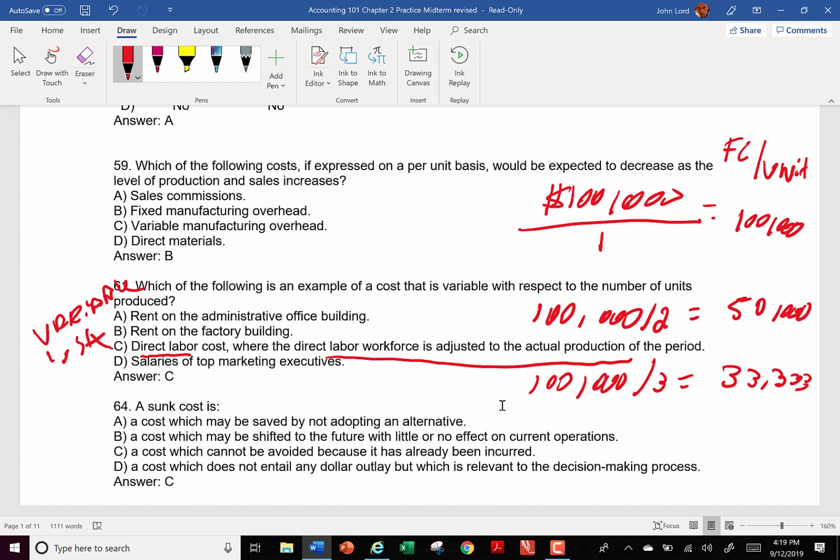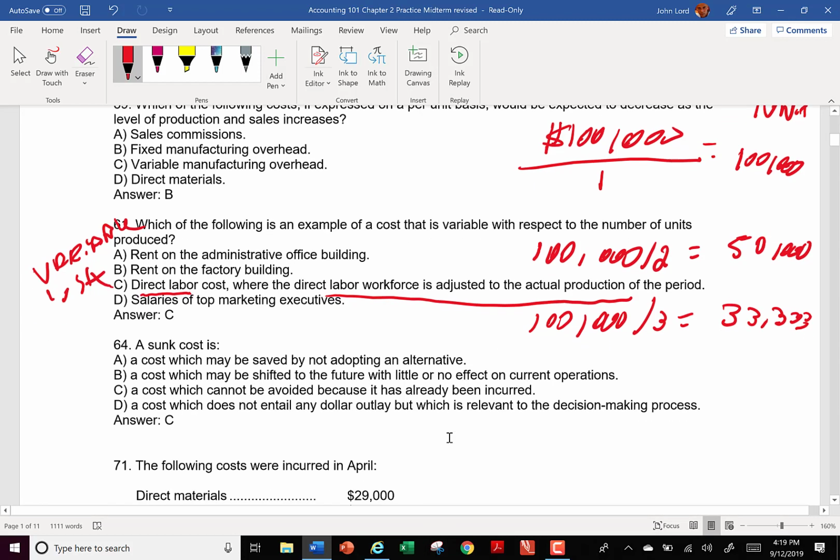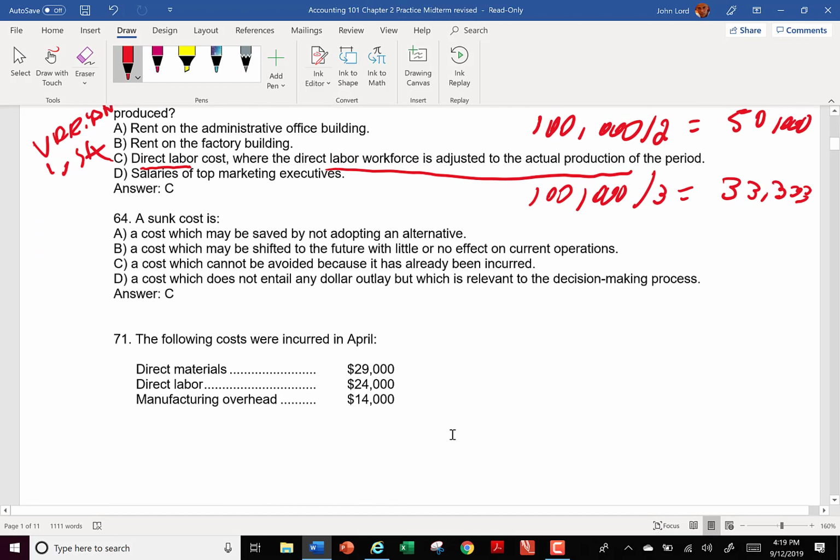Now that I think about it, we didn't go through the slides that gave the definition of a sunk cost. But let's just talk about that. I'm not going to get back up into the slides. Let's just talk about that for a second.